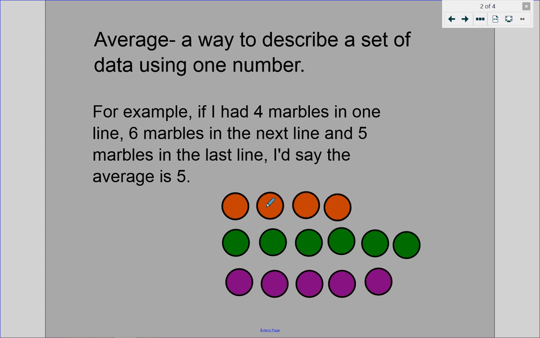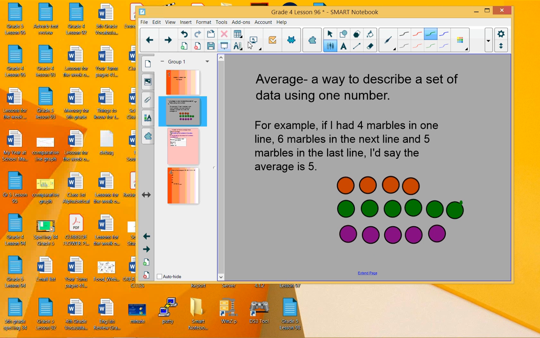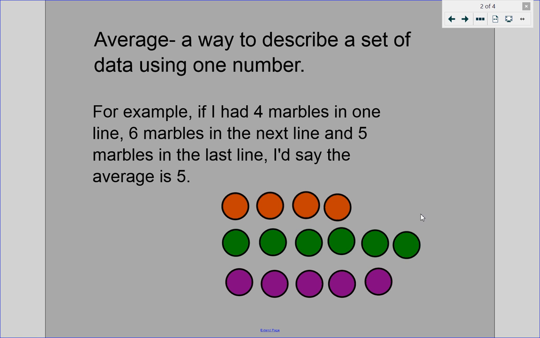Well, we start to look and we say we want to have the same number in each row or the same number in each column. So in order to do that, what I need to do is I need to take 1 and move it into this column up here, or into this row. Now I have equal columns and equal rows.